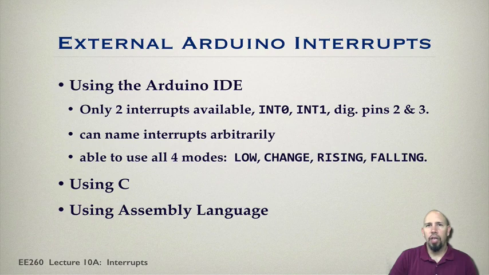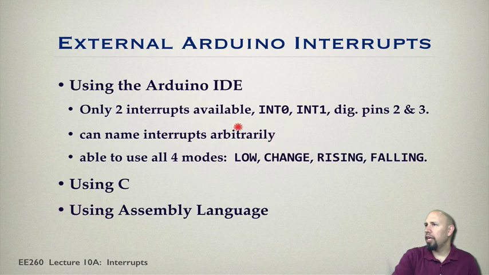External Arduino interrupts can be used within the Arduino IDE. There are only 2 of them available, but for many applications, that's plenty. They can be run using int0 or int1, interrupt 0 and interrupt 1. Those are built-in interrupt channels. They are located on digital pins 2 and 3. So if digital pins 2 and 3 are set up as input, then you can use int0 and int1 interrupts.